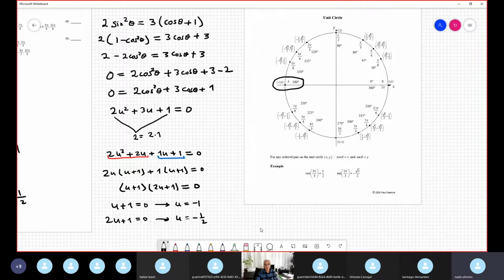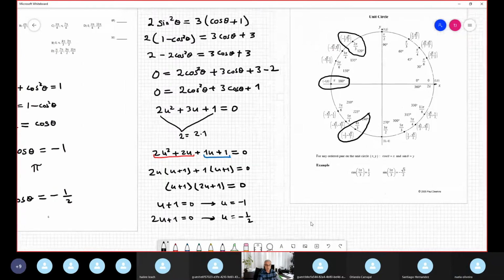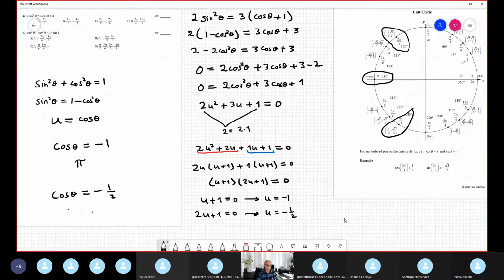When a cosine is -1/2: 2 pi over 3, and 4 pi over 3. End the story. So the three solutions we have in this equation are 2 pi over 3 and 4 pi over 3. Okay, the option B, I guess so.